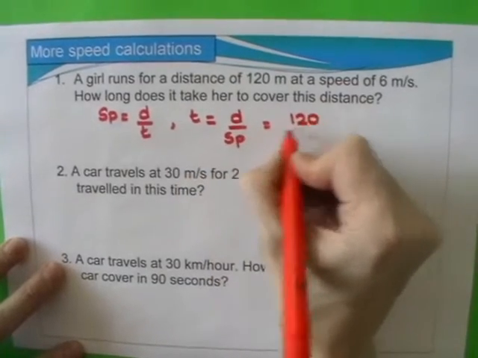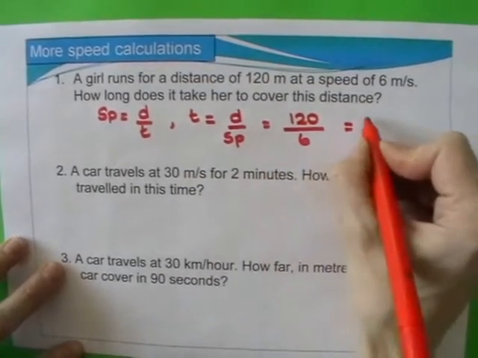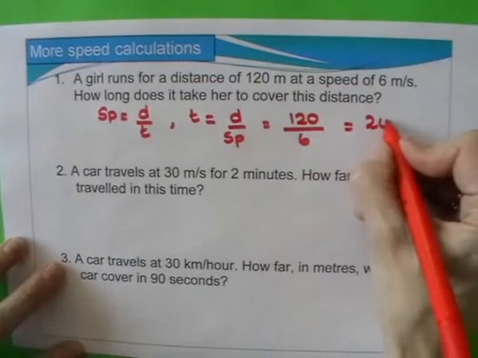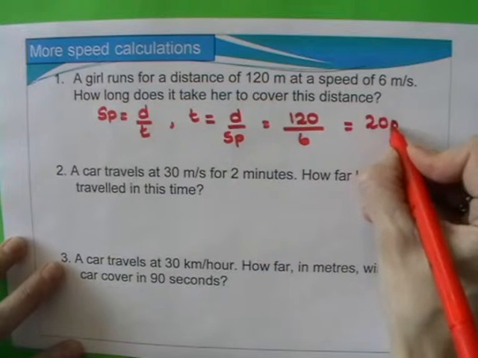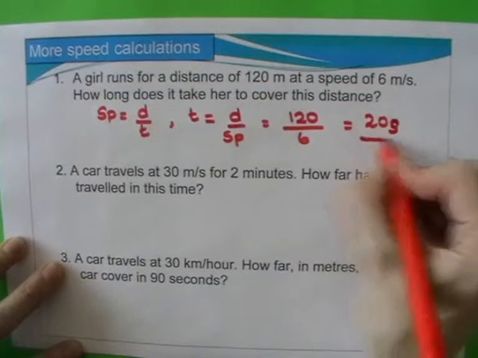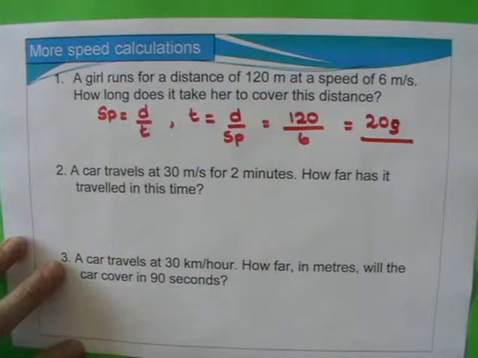The distance is 120, the speed is 6, and the answer is 20 metres. Sorry, 20 seconds, that is. It takes her 20 seconds.